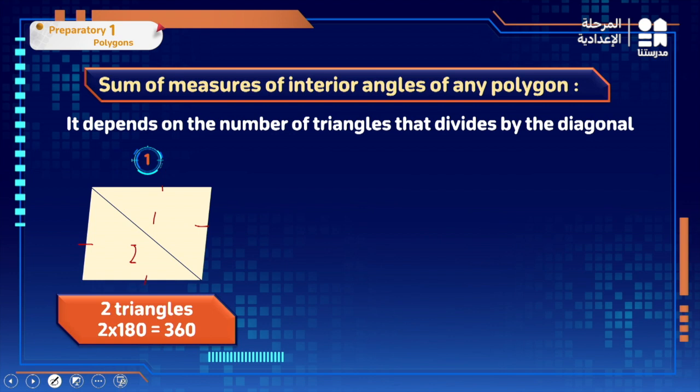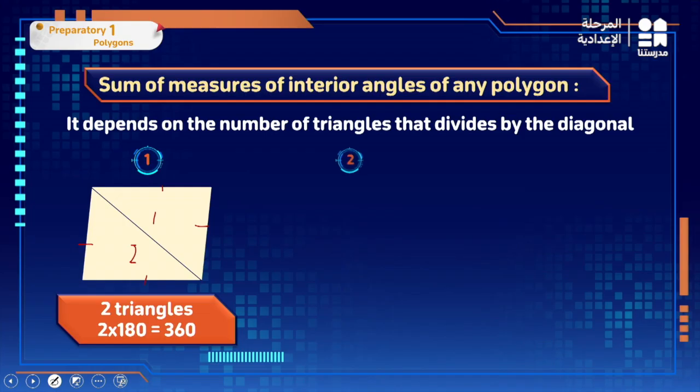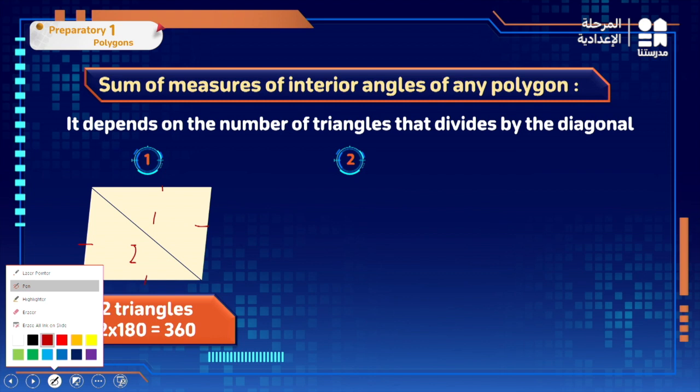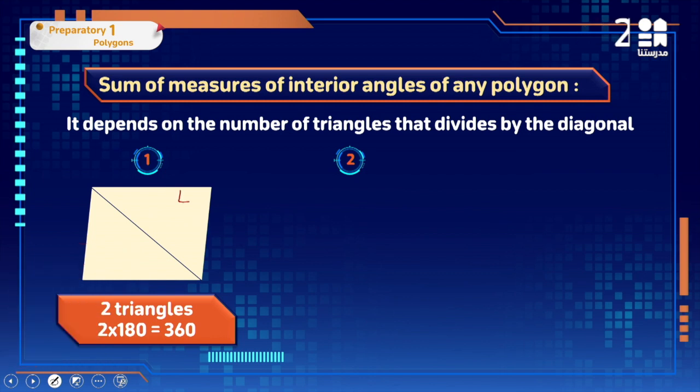Why 2 times 180? Because as we said at the beginning of the session, here we have the first triangle. The sum of all the angles of any triangle is, of course, 180. So I'm going to multiply 180 always by the number of triangles. So when we have 4 sides, we get 2 times 180.